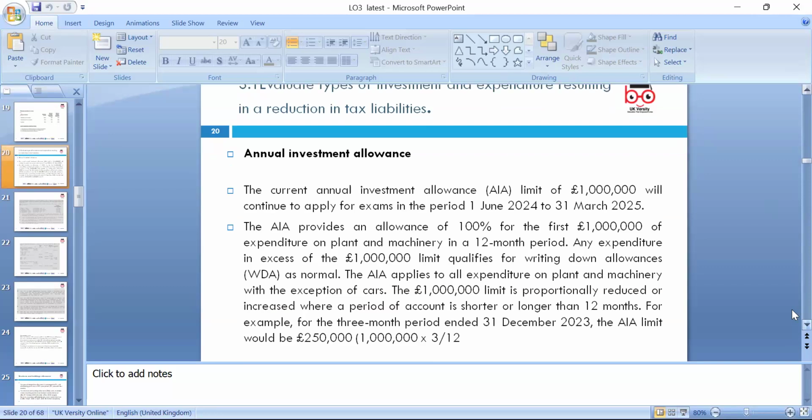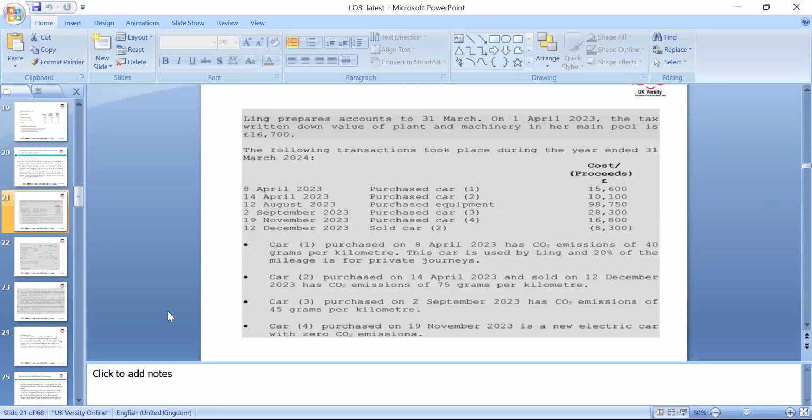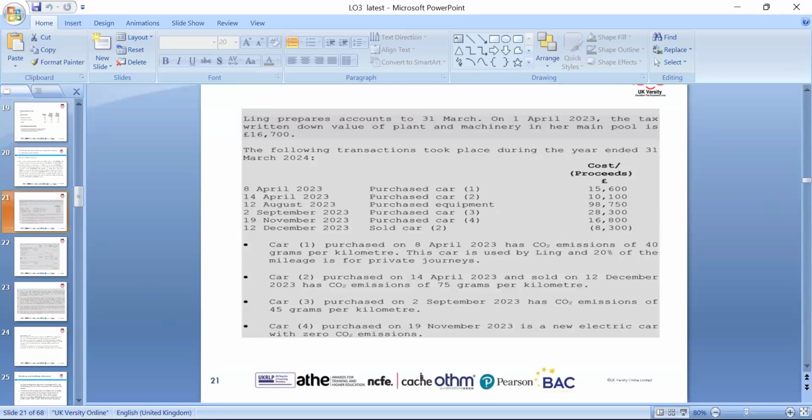We need to look at full years, and if an asset is disposed of, we need to apportion accordingly. We included a few examples to clear the concept, which I shared with you last lesson. Let's look at preparing the accounts for 31st March and 1st April. The written down allowance value of the plant and machinery in the main pool is given as 16,700. If you purchase cars, we look at those too, and we make adjustments accordingly, which will help your tax bill.